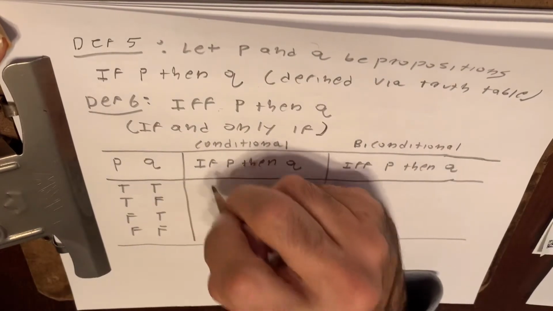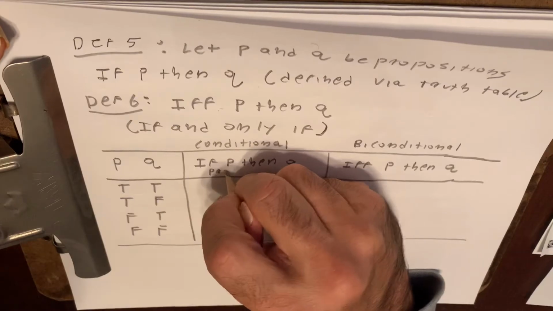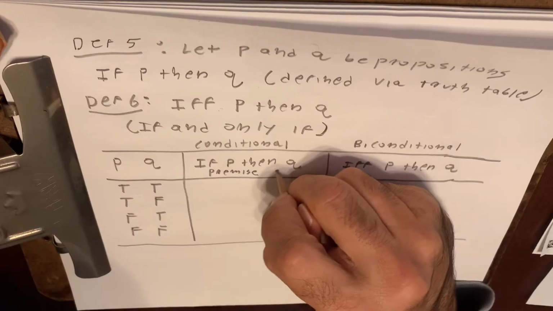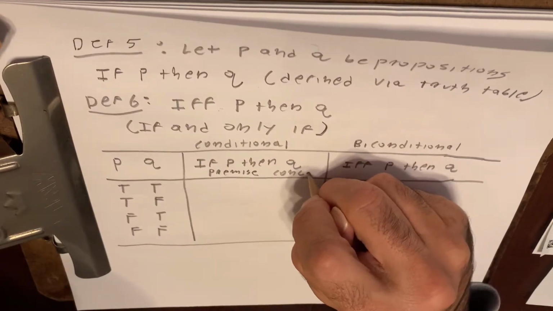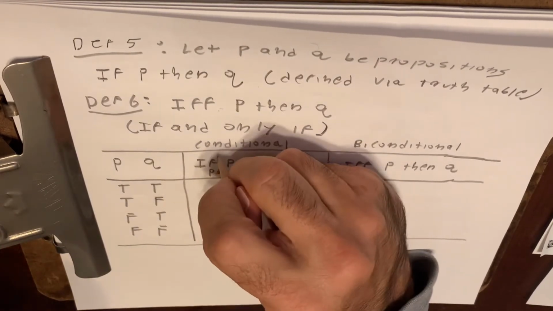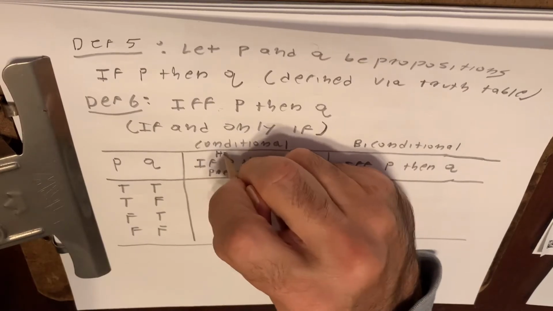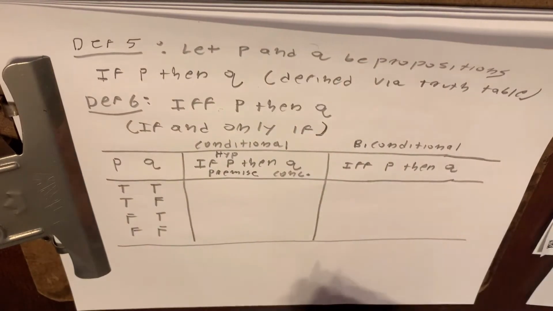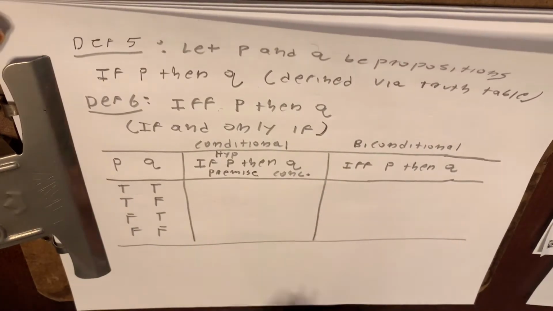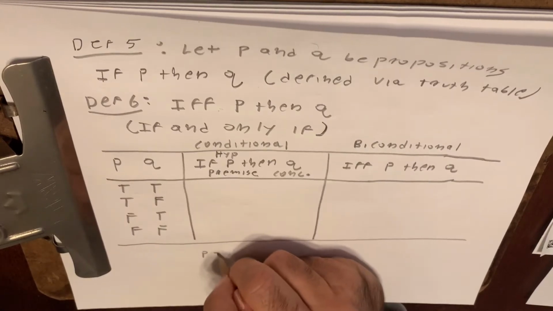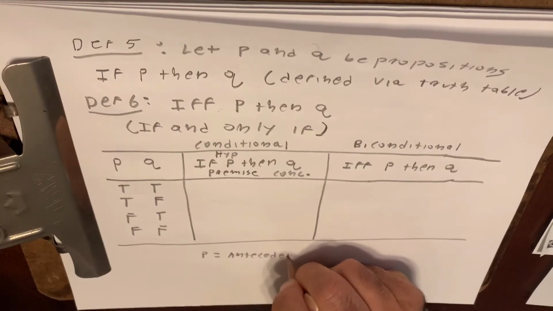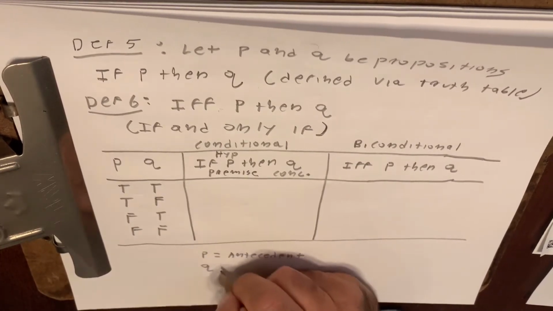But the P is sometimes called the premise, and the Q is sometimes called the conclusion. I'll just write CONC for conclusion. Sometimes the P is called the hypothesis. And sometimes the P is called the antecedent, and sometimes the Q is called the consequent.